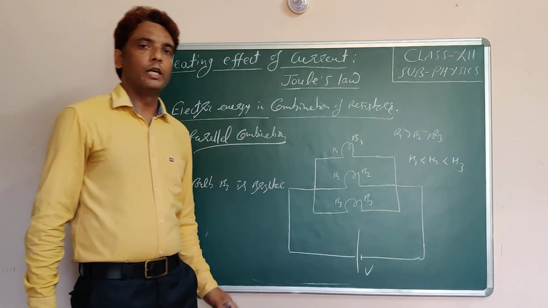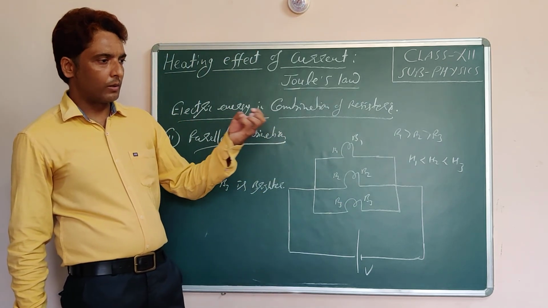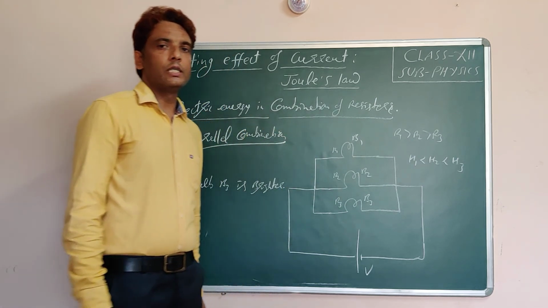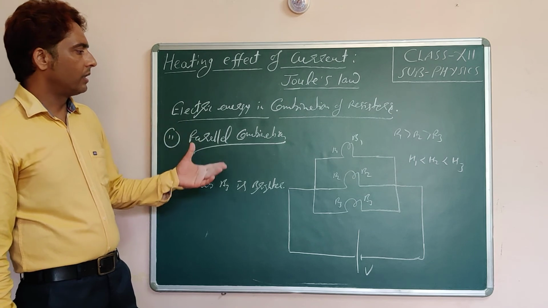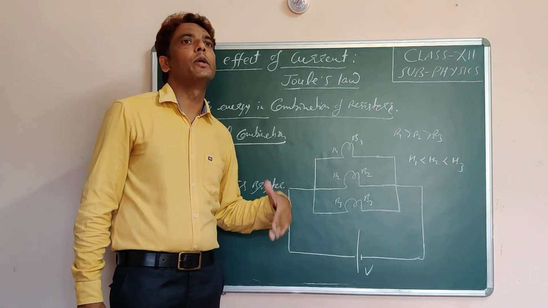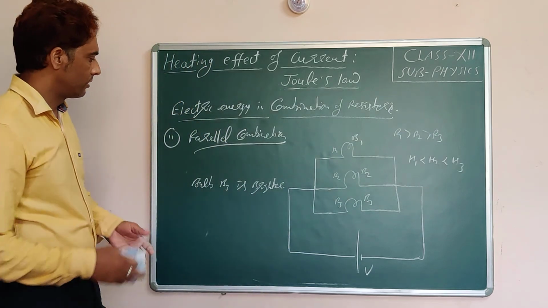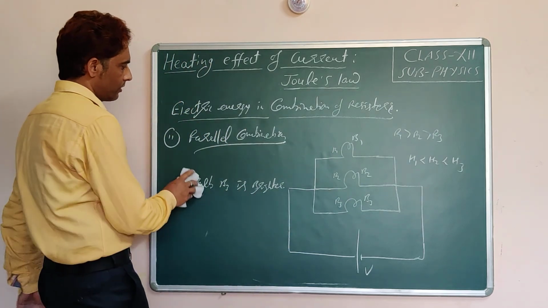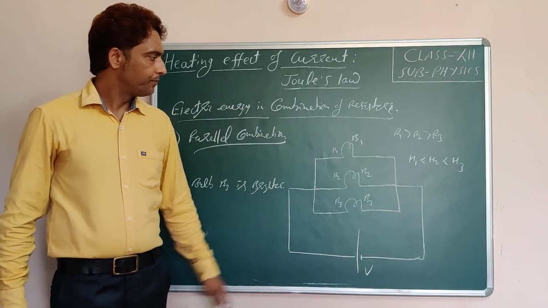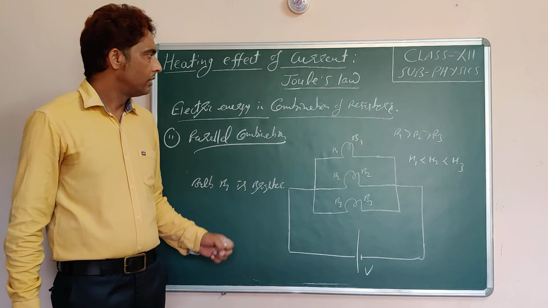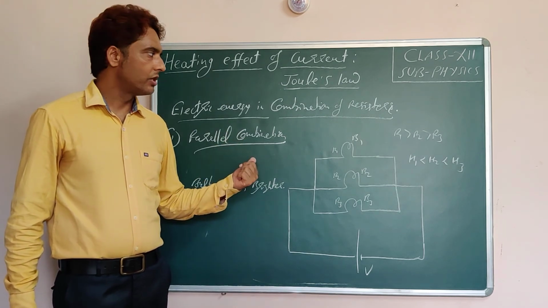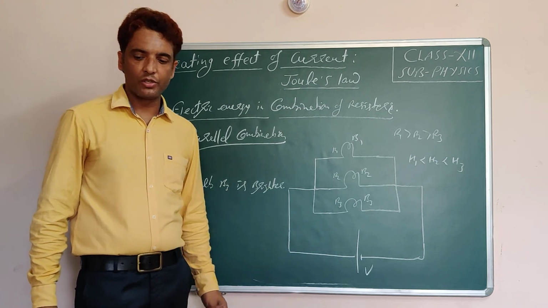But if they are connected in series, and if we remove one appliance, then brightness will increase. So your answer should depend upon whether the case is of series combination or parallel combination, or it may be of mixed combination. So this is about the heating effect of current and electric energy, electric power in series combination and in parallel combination.